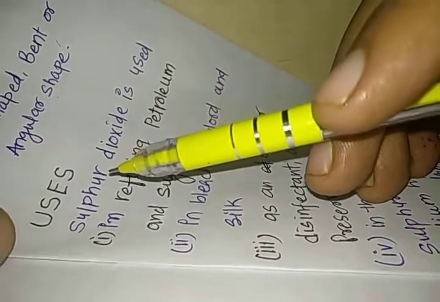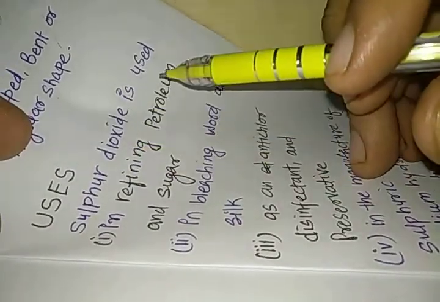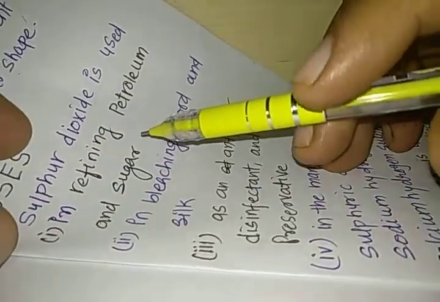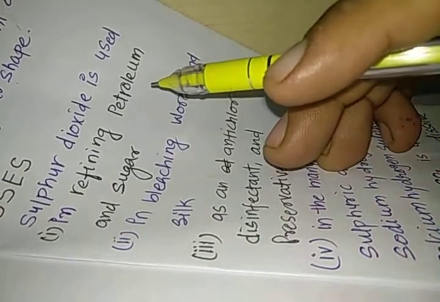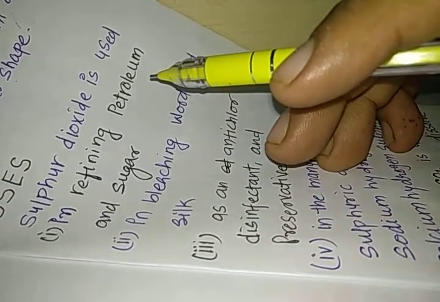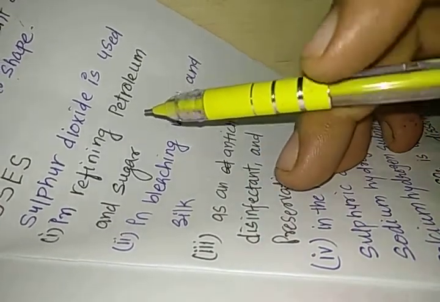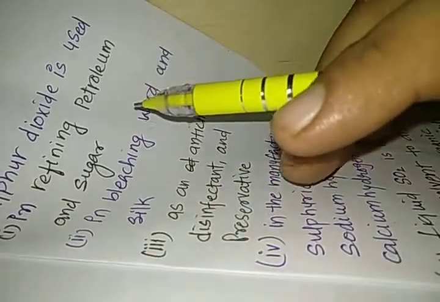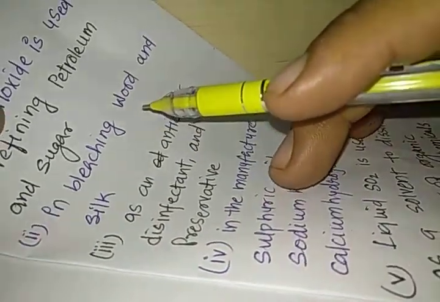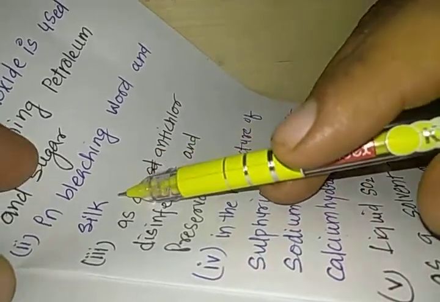Let us study the various uses of sulfur dioxide. Sulfur dioxide is used in refining petroleum and sugar. Refining means making them pure. Sulfur dioxide is used in bleaching wood and silk.